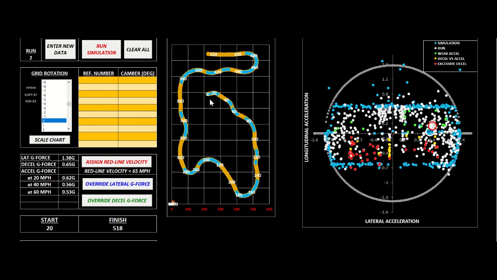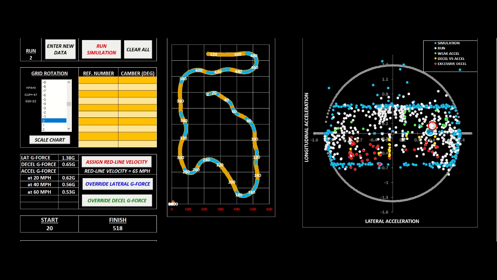The map in the center is a map of his racing line. The blue is just the curved areas on the racing line. The table on the left are the acceleration values that were extracted from his run. These are the maximum values, lateral deceleration and longitudinal acceleration g-force values. The acceleration g-force values vary as a function of velocity. They're not constant with velocity.